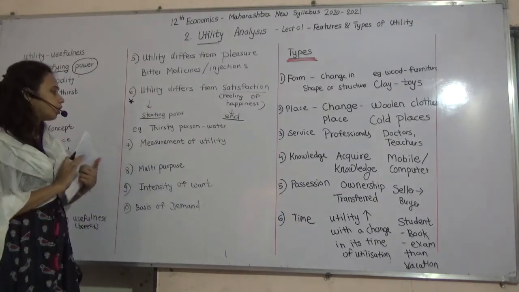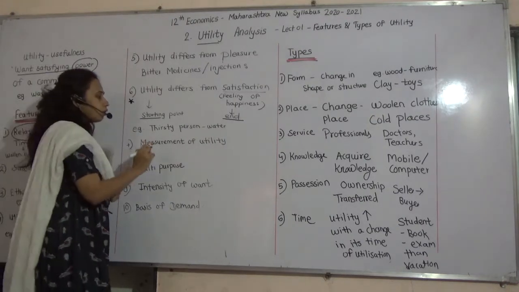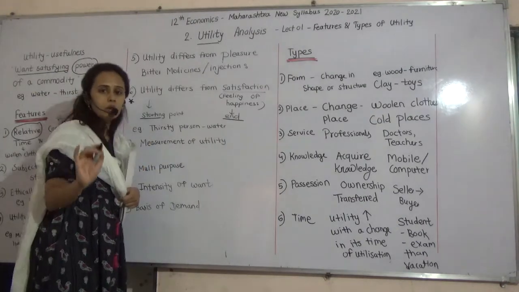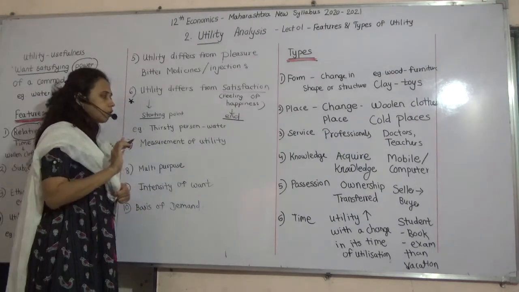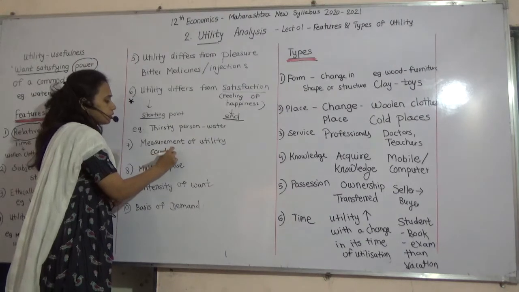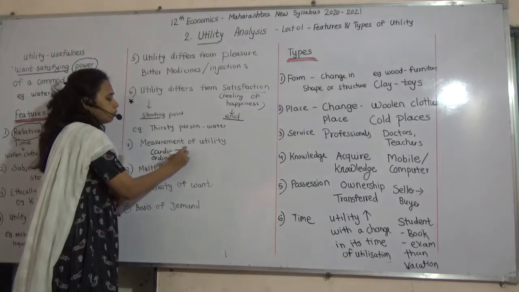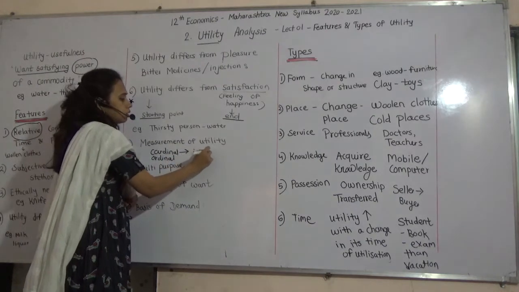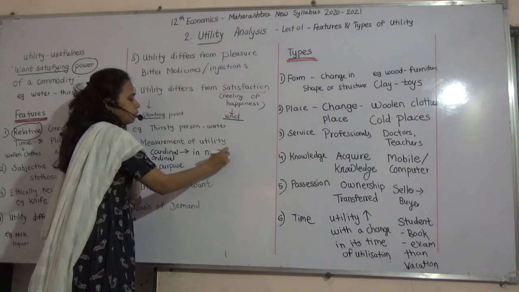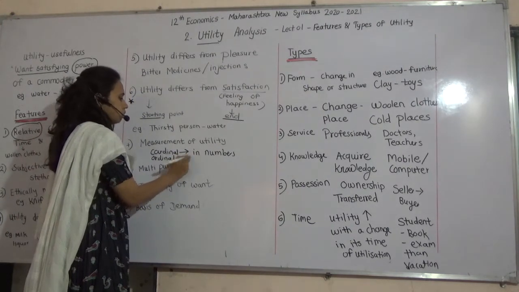This is very important measurement of utility. See students, utility cannot be measured in numbers. It is called as cardinal. Cardinal, two concepts are there, cardinal and ordinal. Cardinal means in numbers, ordinal means in words.